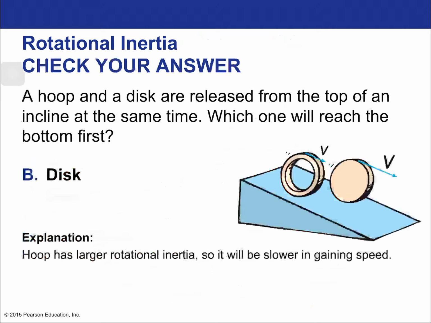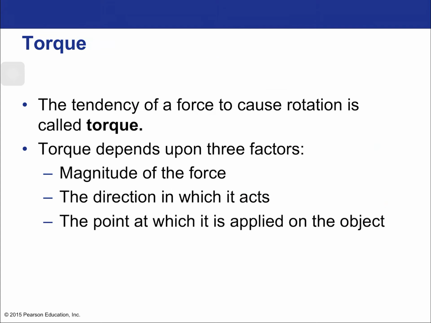The disc has a moment of inertia of 1/2 mr squared. The hoop, on the other hand, has a moment of inertia of mr squared. So mr squared for the hoop, 1/2 mr squared for the disc. Thus, the disc resists changes in its motion less. Thus, the disc is able to accelerate at a greater rate. Thus, the disc arrives at the bottom first. The disc is faster.